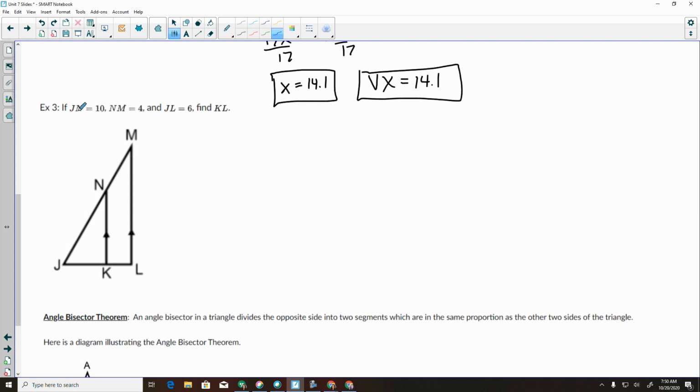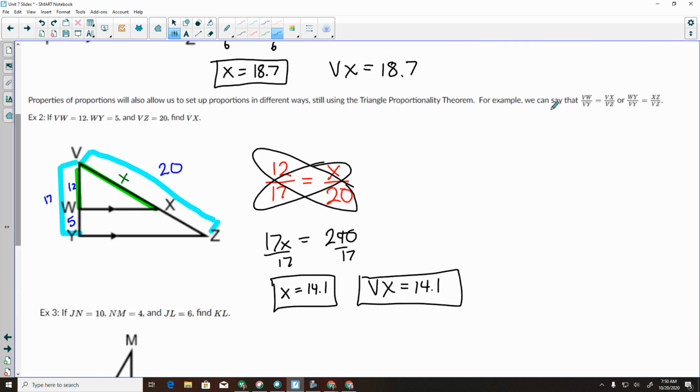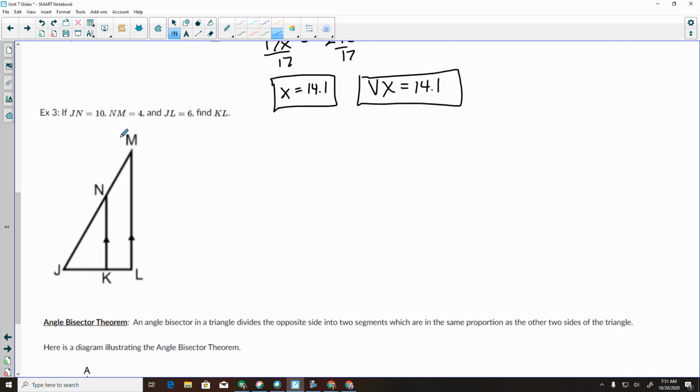Okay, now let's take a look at this next problem. It doesn't really give us any hints for this one, like the last one, where it gave us a couple hints for how we could set things up. This one kind of just leaves us on our own. So let's label the sides to see what we have going for us here. That's 10, NM is 4, and then JL, okay, that's from here.